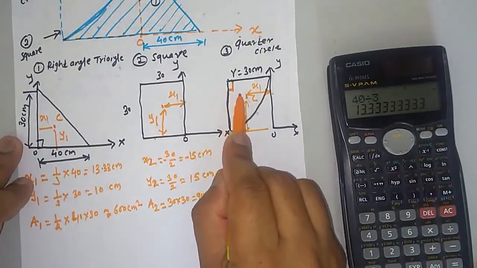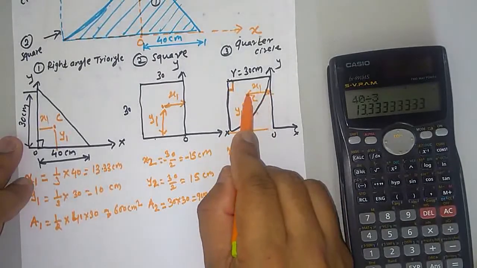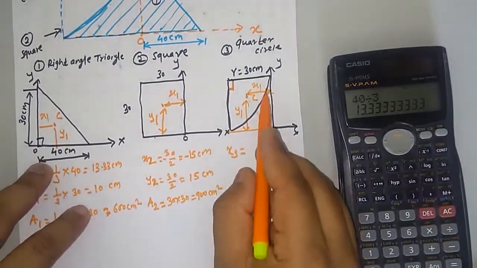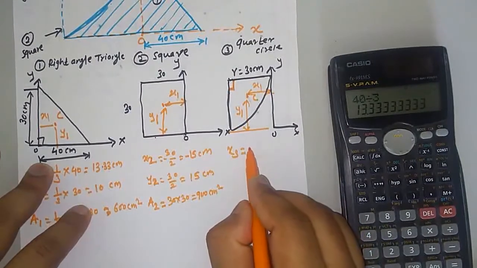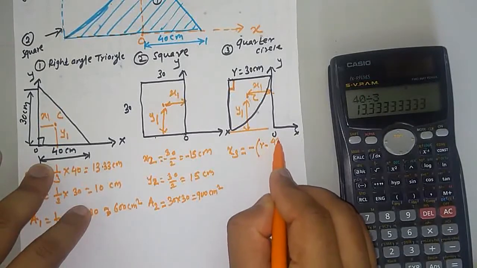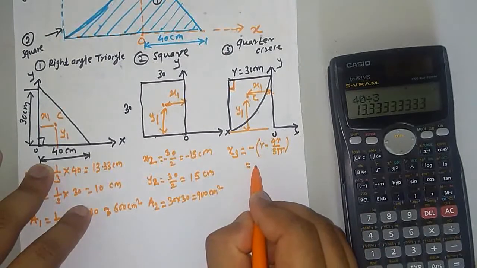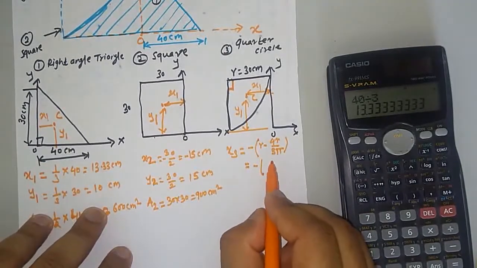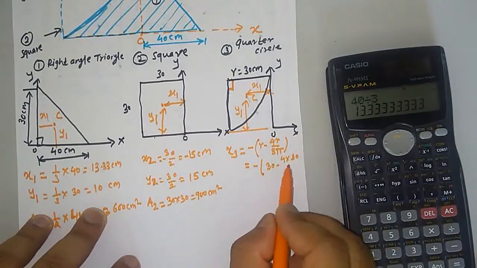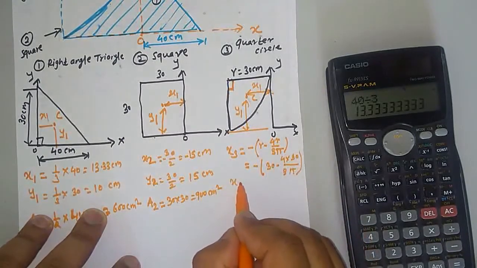Okay, if you measure from the right angle, then it's 4r by 3 pi, but now we are measuring from here, so it is r minus 4r by 3 pi. Okay, but x1 is in the second quadrant, so minus. Then r minus 4r by 3 pi. What is r here? 30 minus 4 into 30 divided by 3 pi.